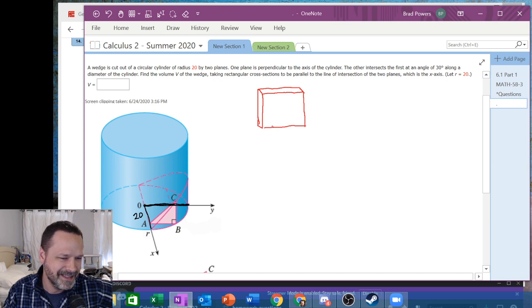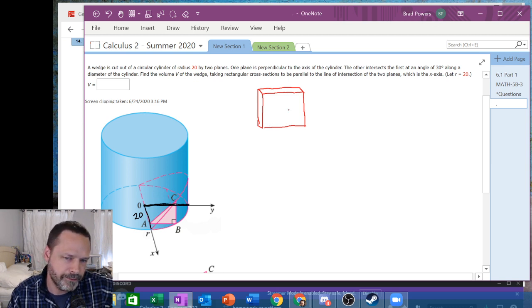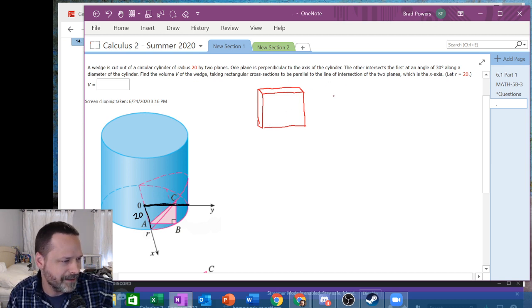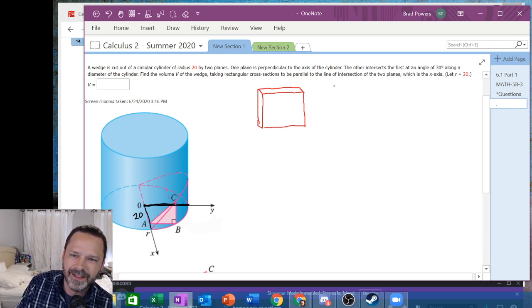Okay, so let's do that. Let's go ahead and follow the directions. Now, I have done these types of problems and done different cross sections. If you can manage it, it's fine, but we'll do it this way. And it's saying that it's parallel to the line of intersection of the two planes. So here's the line of intersection of two planes. It's going to be parallel to that, so it's going up and down to this.